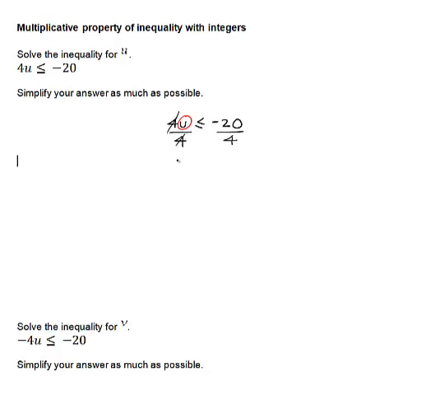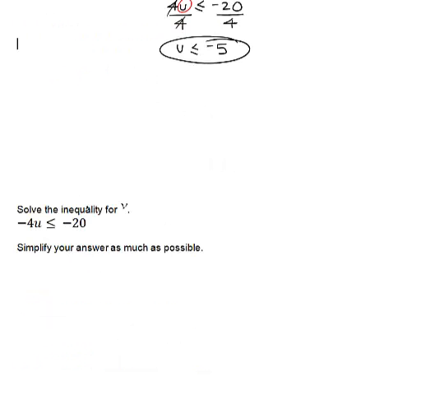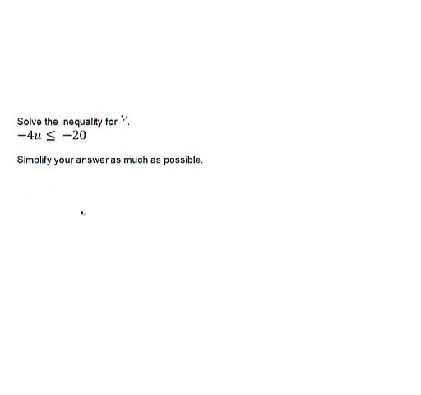My 4's cancel, and I simply get u is less than or equal to negative 20 divided by 4, which leaves me with a negative 5. So my answer is u is less than or equal to negative 5. So far, it's very similar to what we did with equations, right? So let's take this problem.